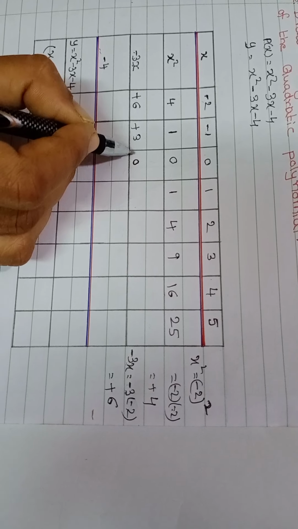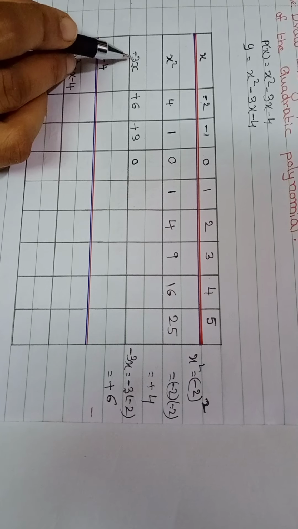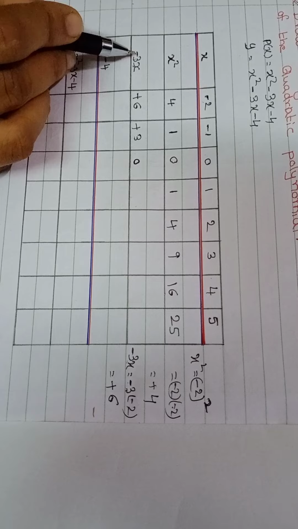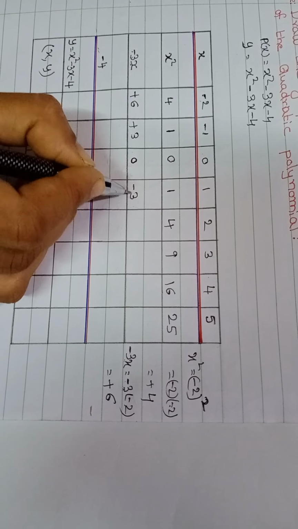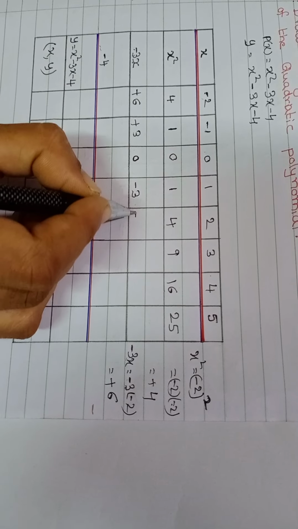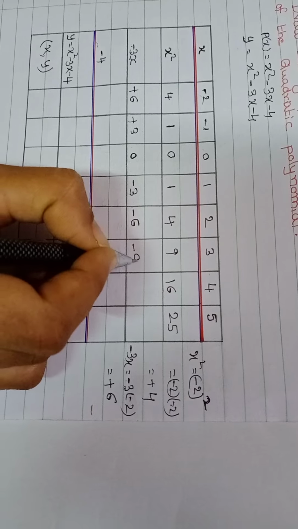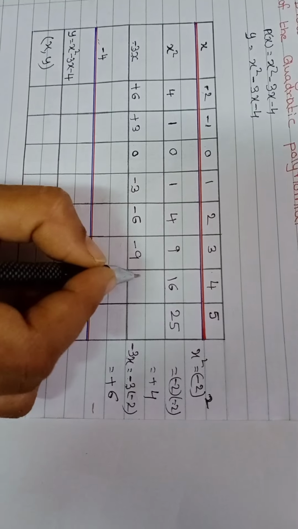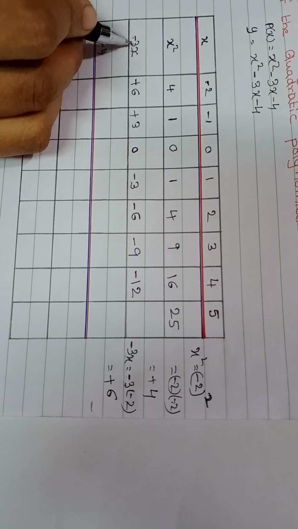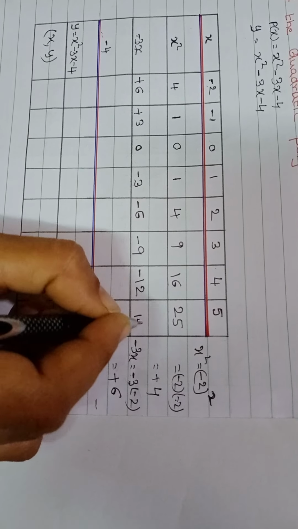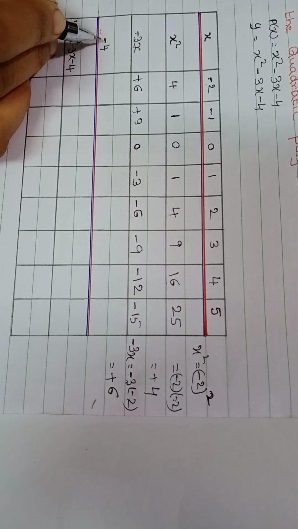We don't write minus here. Minus into plus minus, 3 ones are 3. Minus into plus minus, 3 twos are 6. Minus 3 threes are 9. Minus 3 fours are 12. Minus 3 fives are 15. Like this. Next, minus 4.